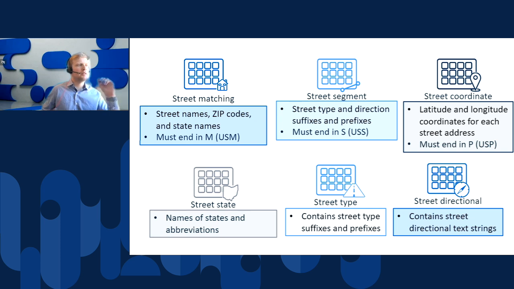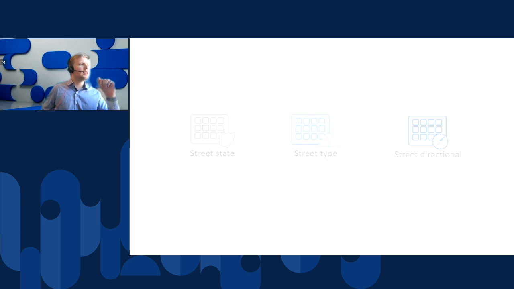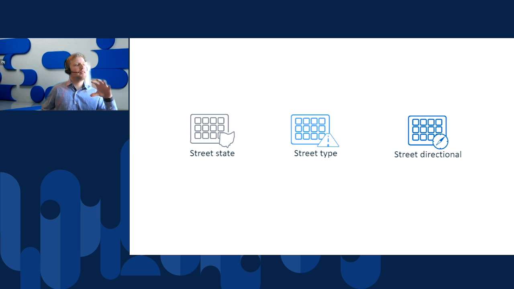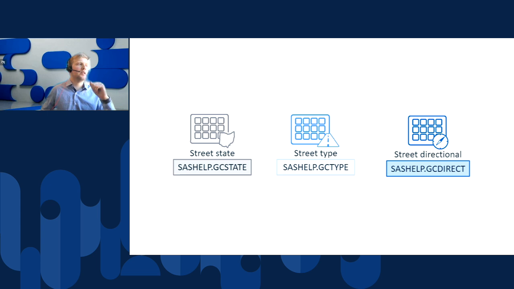So that's all pretty complicated. The good news is that of those 6 required data sets, 3 are already included with your SAS installation to do geocoding US or Canadian street addresses. So those last 3, the street state, street type, and street directional data sets, are all included in the SAS help library. The street state data set is the GC state, street type, GC type, and directional GC direct. So you don't have to do anything else to create those. Those are already included in the SAS help library. You don't need to go anywhere to find them.